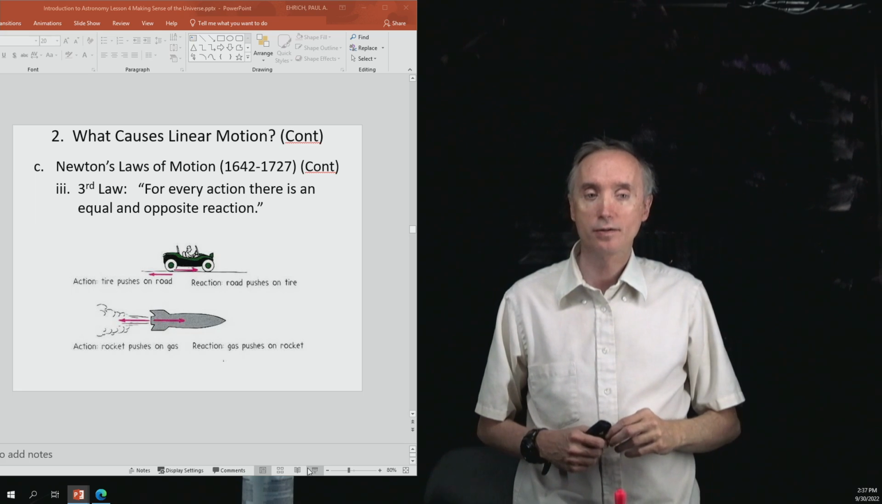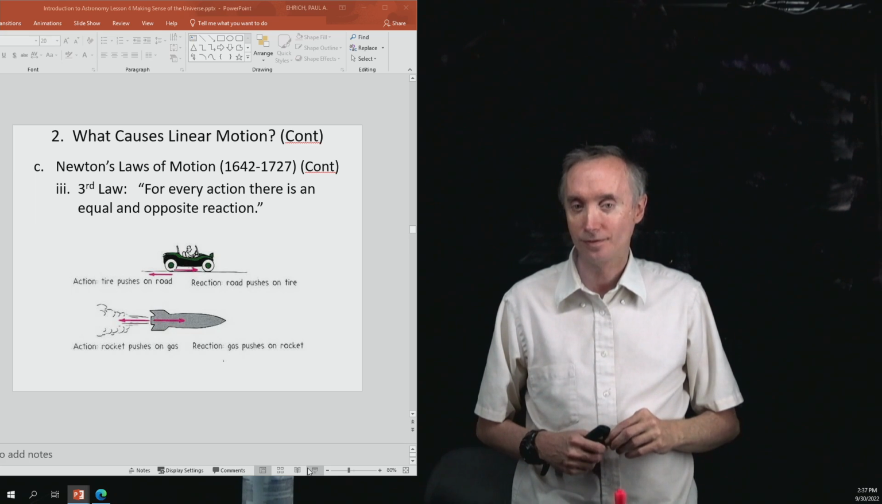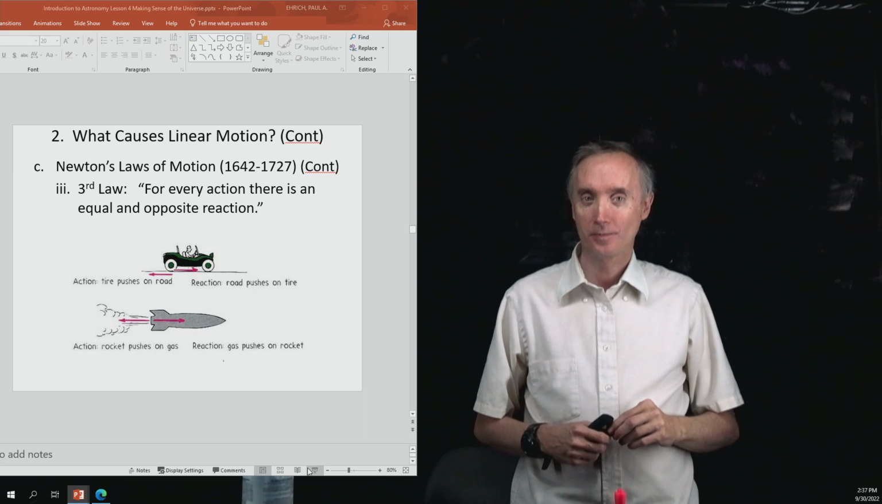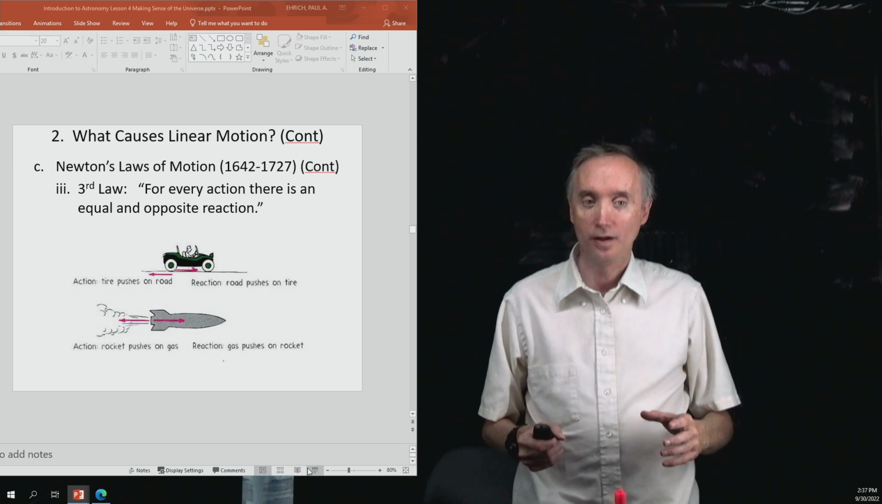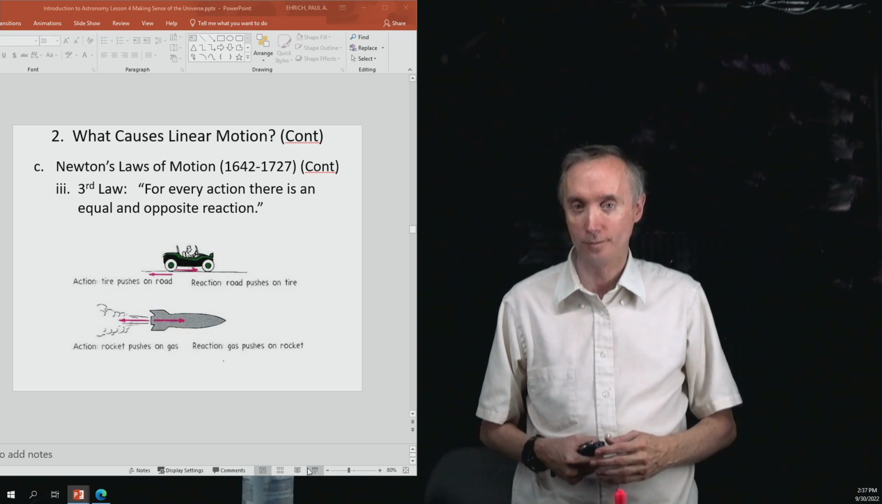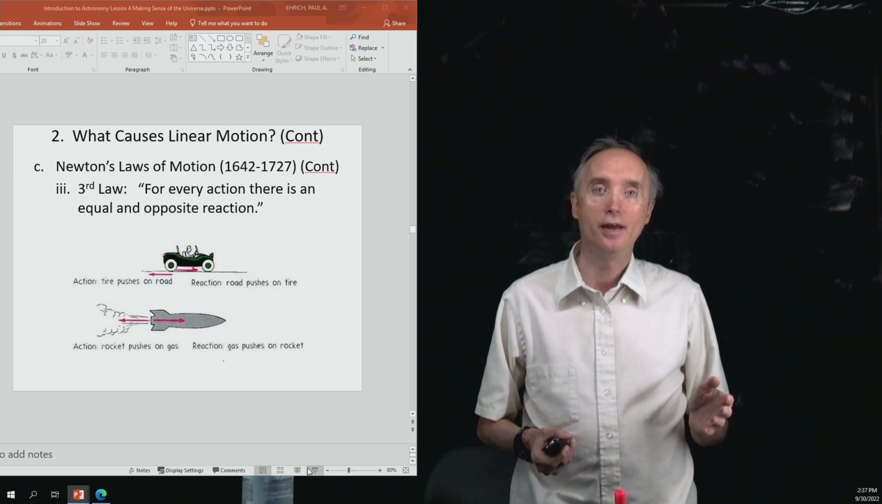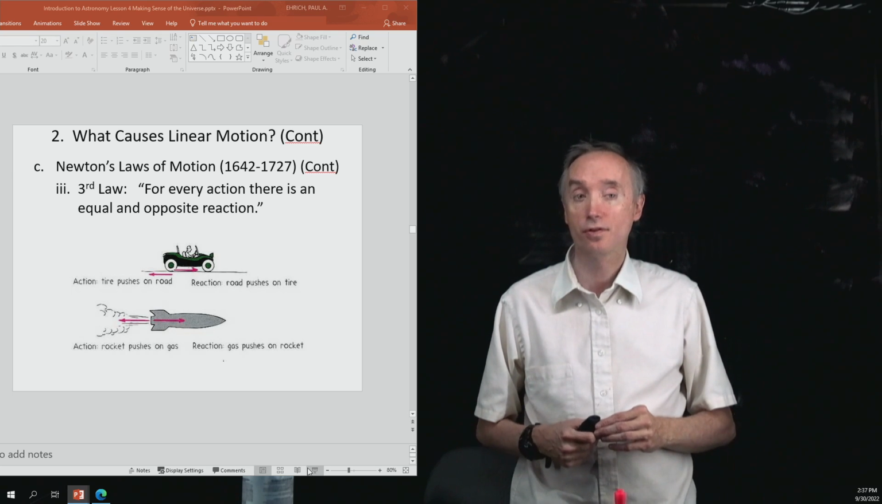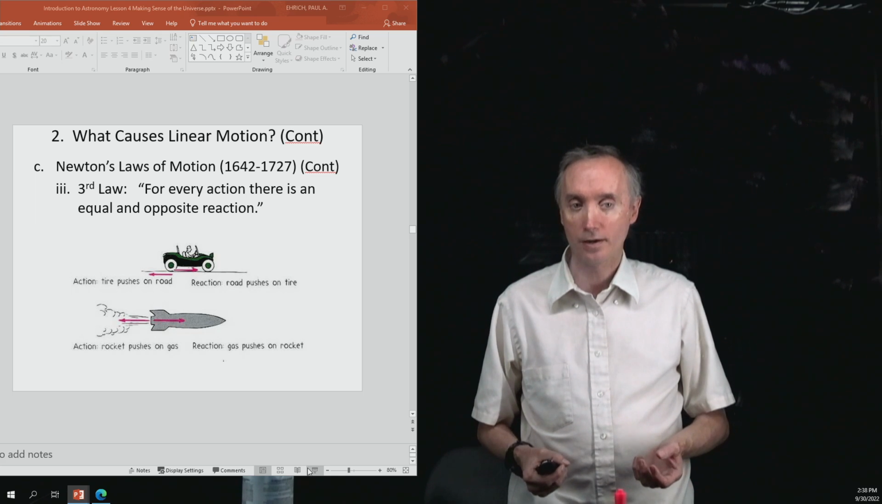In our previous segment, we did Newton's second law of motion. So what was his first law of motion? An object in motion tends to stay in motion unless a force acts on it. Okay, what was his second law of motion? Force equals ma. And now what we want to do is his third law of motion, which says for every action, there's an equal and opposite reaction.